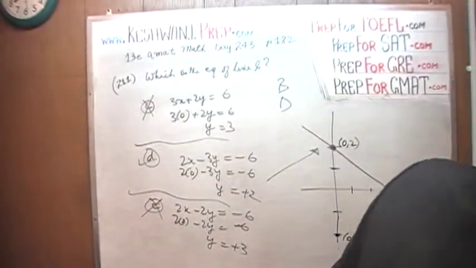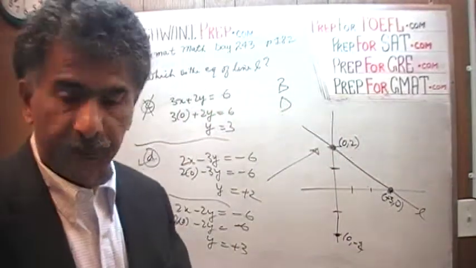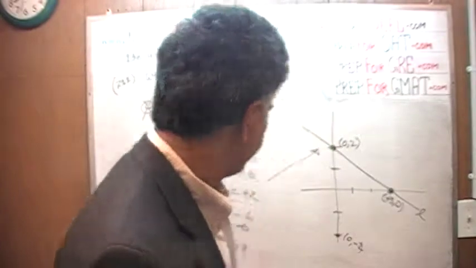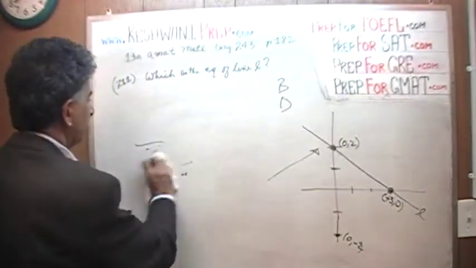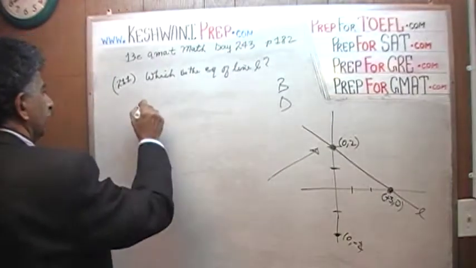Now we're going to look at the x-intercept, and that will help us eliminate the remaining one. That's all. So now it's time to look at the x-intercept. Let's start with B.